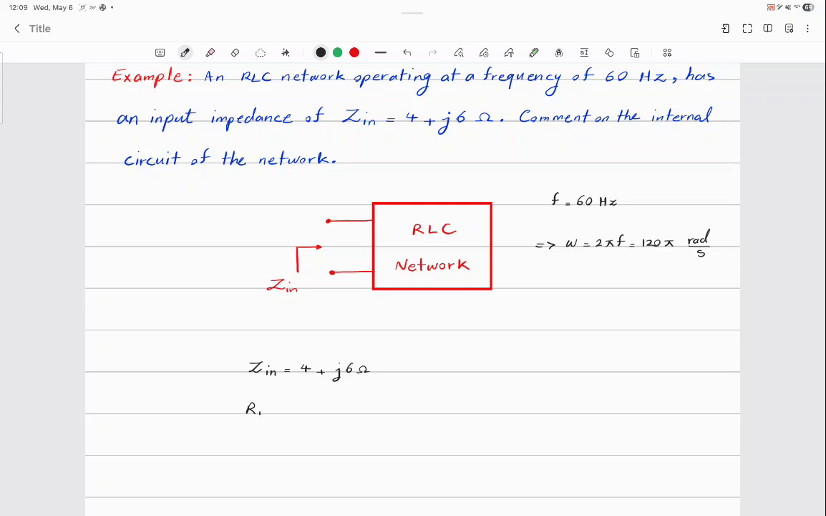Can you tell me what is R in? Someone said it. 4 ohms. Remember, any impedance can be broken into real and imaginary parts. So R in is 4. What is X in? 6 ohms. Okay. Let me copy the circuit.